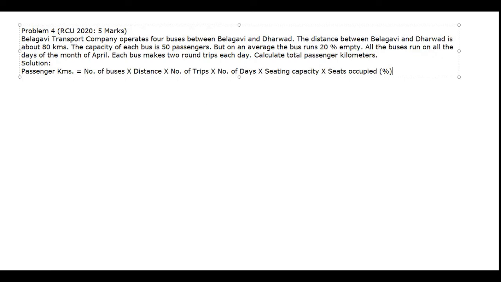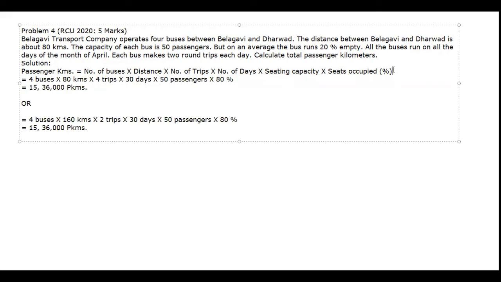20% empty means 80% will be full. All the buses run on all the days of the month of April. Each bus makes 2 round trips each day. Calculate total passenger kilometers. So there is some confusion over here. I'll first write down the solution and then you check out what will be the difference in both answers. So this is the answer here.